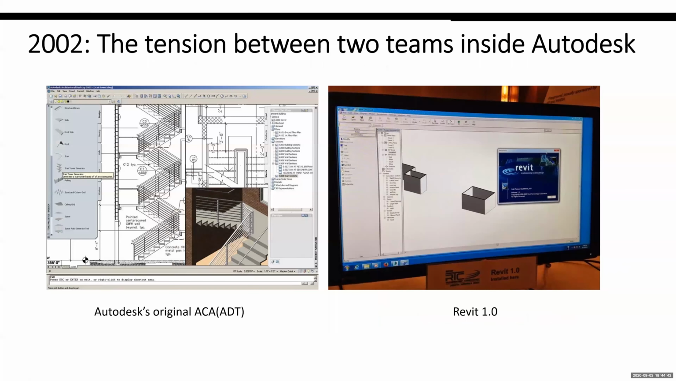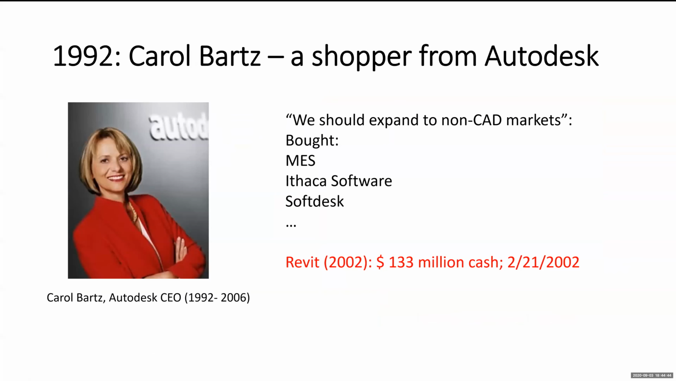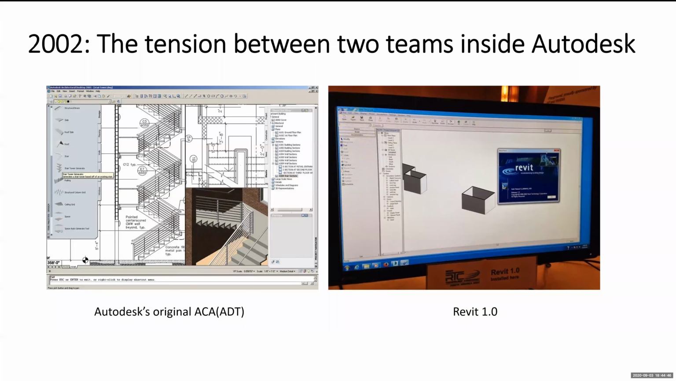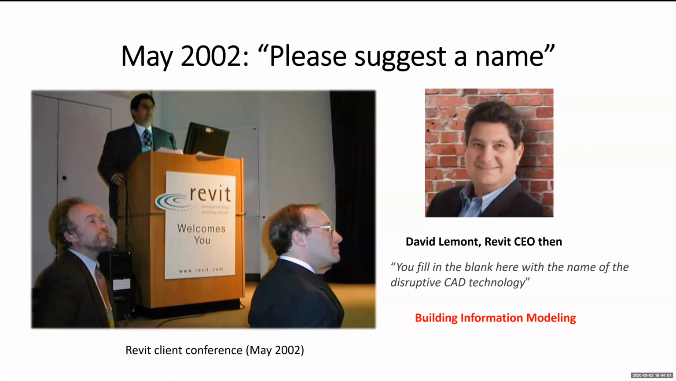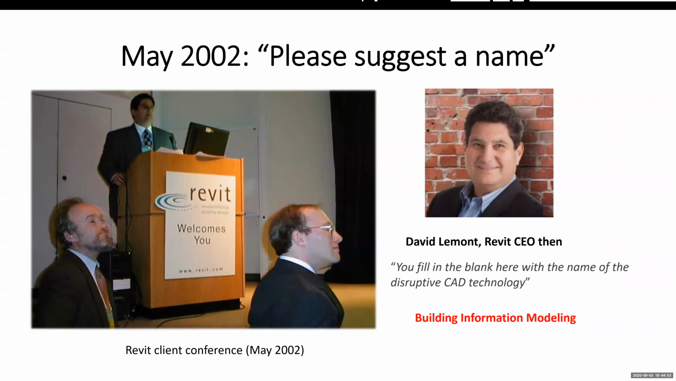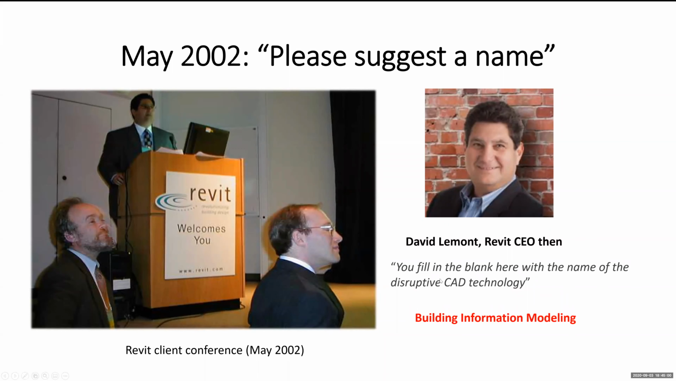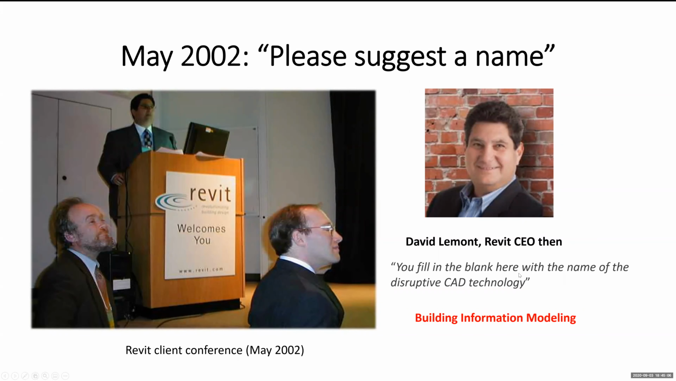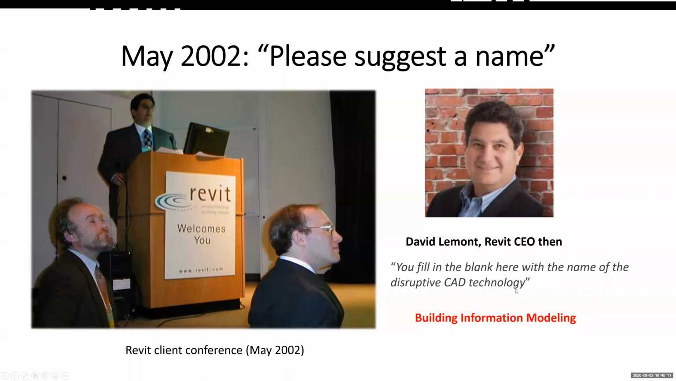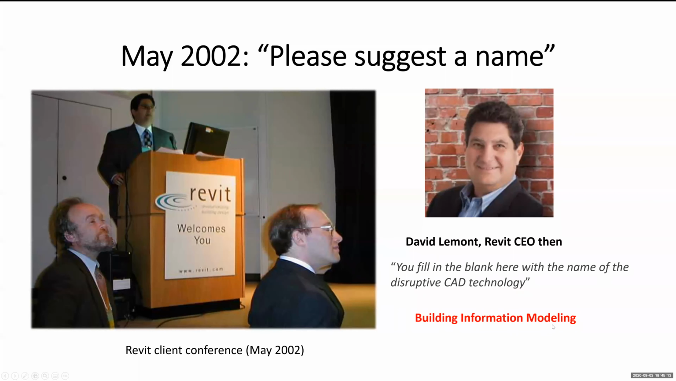But after Carol purchased this Revit in 2002 and told them, hey, ACA team and Revit team, try to compete with each other, he said, no. Revit is very different from CAD. Let's give it a new name. So during a client conference in May 2002, he said this is a historic moment. He basically found a blackboard and said, hey, you guys, can you fill in the blank here with the name of this disruptive CAD technology? And a guy put the name building information modeling there.